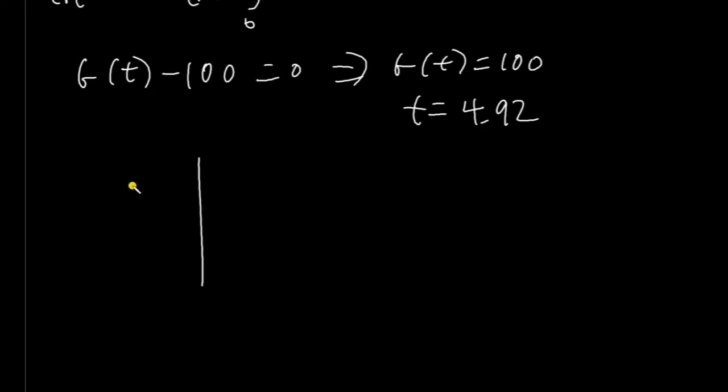So we're going to set up a little table. We have t, we have g of t, and for t, we're going to put the endpoints, which is 0 and 8. Remember, the work day is from 0 to 8, right? So 0 and 8. And I'm also going to put this critical point, 4.92. Right? Now we're going to find g of t, or not g of t. Sorry, that's my mistake.